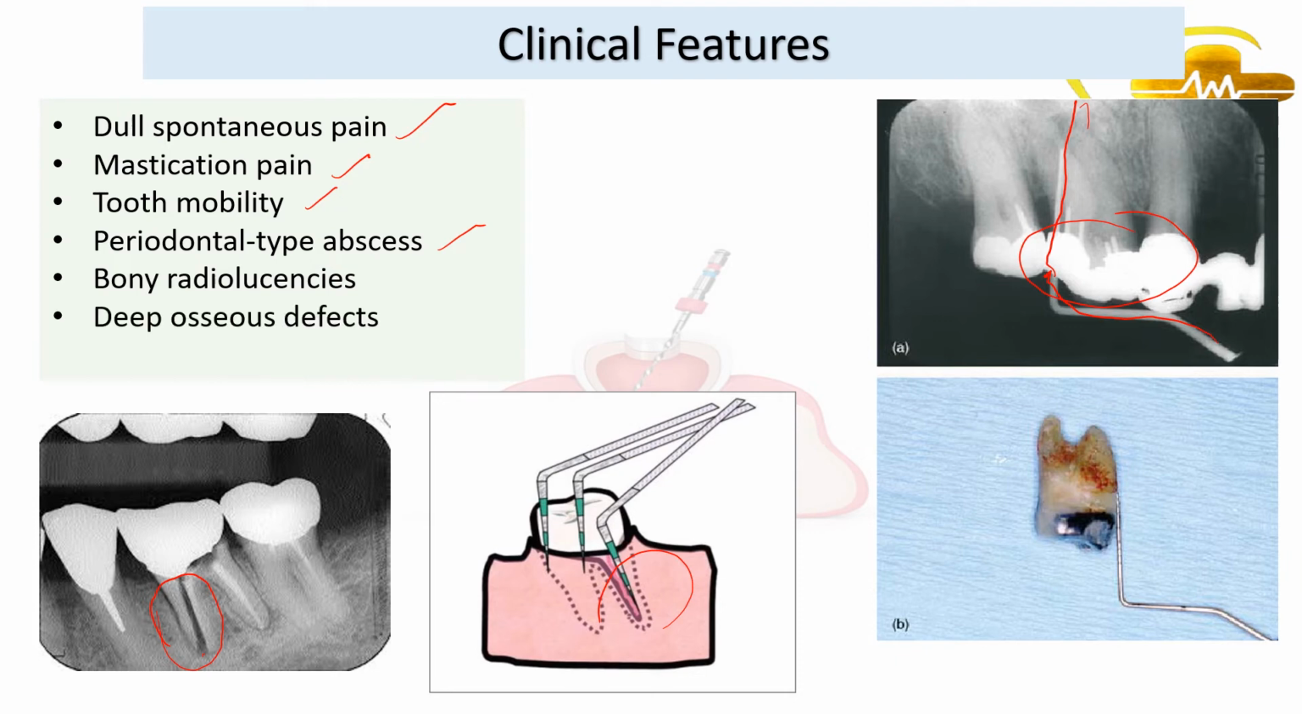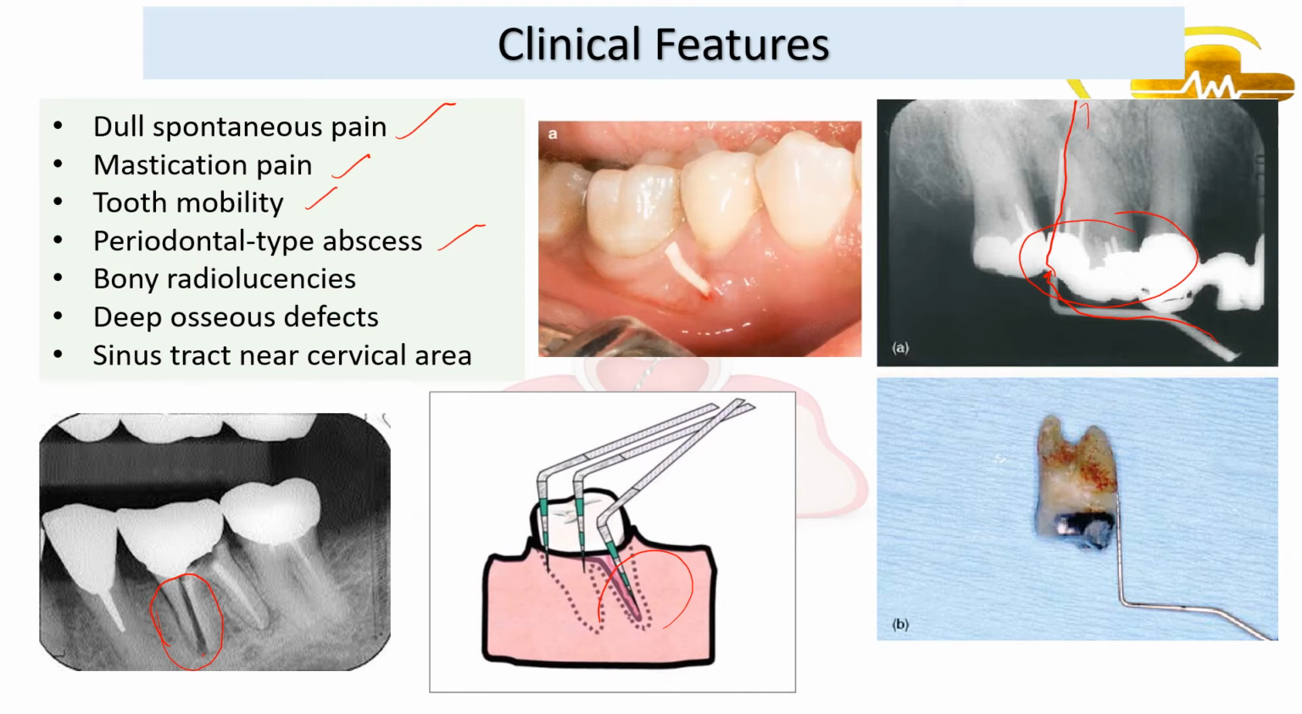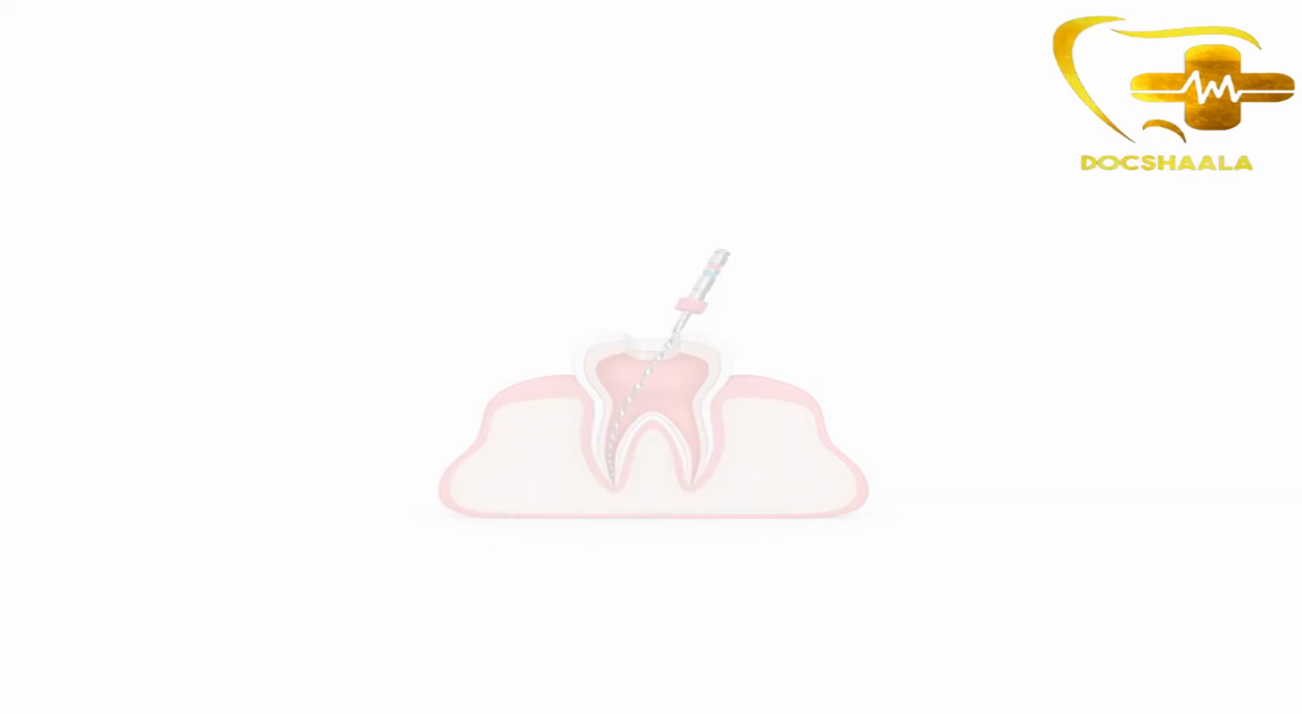Then deep osseous defects and sinus tract near the cervical area. So you can see a sinus opening here near the cervical area. Whenever you see a sinus opening near the cervical area, you can establish the diagnosis of vertical fracture.